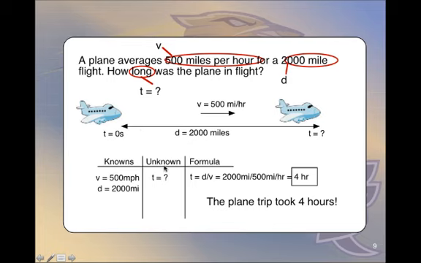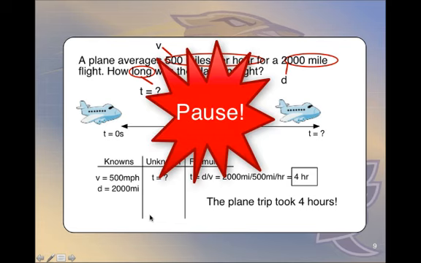And so we do our KUF. This time, speed is 500 miles per hour. The distance is 2,000 miles. And time is what we're looking for. So T equals something with a V and a D. And there we have our formula that we just derived. So 2,000 miles divided by 500 miles per hour is 4 hours. The hours flips up into the numerator here. So that was a 4-hour flight.